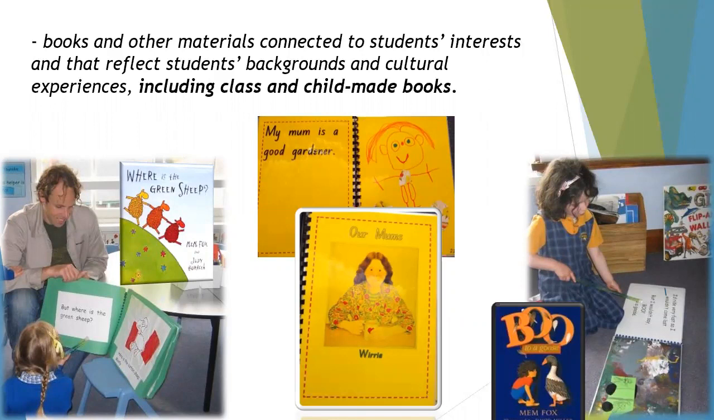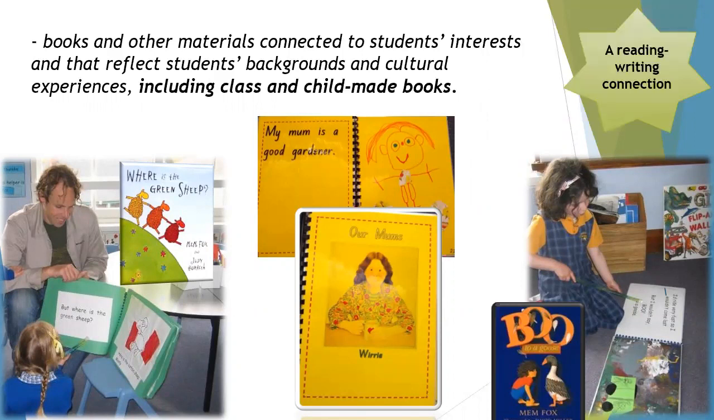These images show preschool children reading books, the class-made books where there's been an innovation on Where's the Green Sheep in the left-hand side photo, and an innovation on Boo to a Goose in the right-hand side photo, all made together collaboratively as a class. In the middle, there's books where children have written their own responses about their mum, and you can see that they've created a book that has been published for others to enjoy.